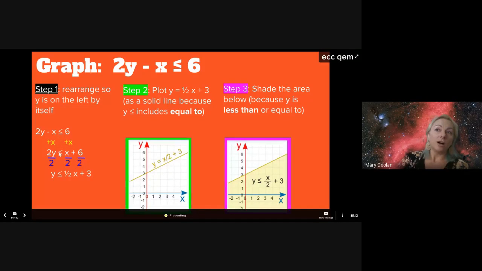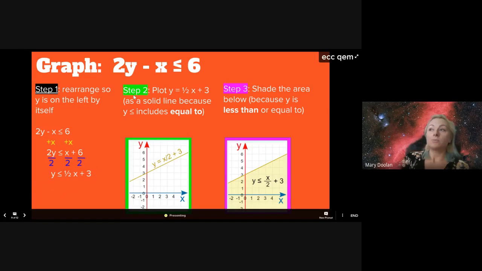You've done a lot of this type of rearranging. We've done this in Delta Math when you're taking standard form and putting it into slope-intercept form. Okay, this is something you've had a lot of practice with. It's just the symbol is different now. And then rewriting it, so this is our equation.